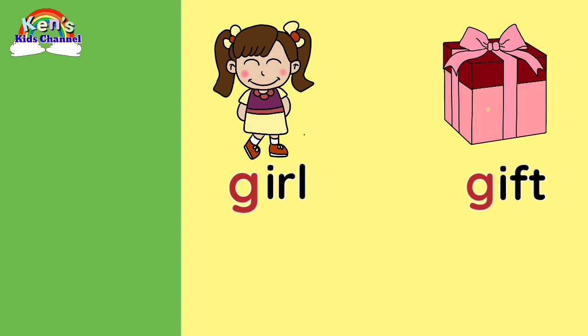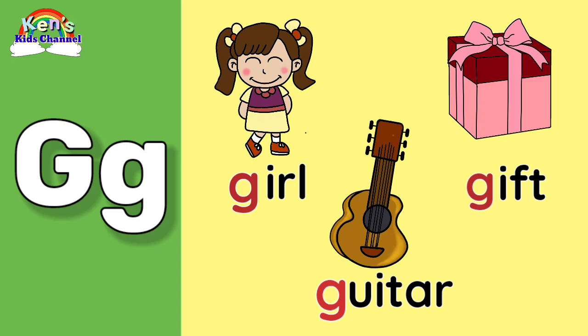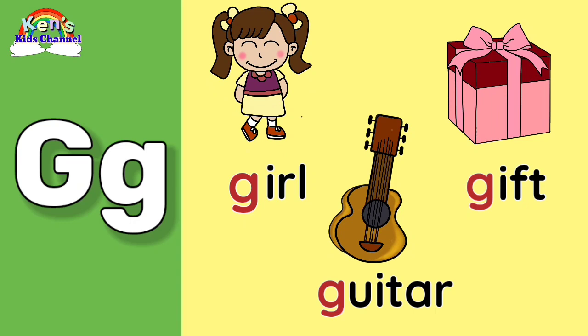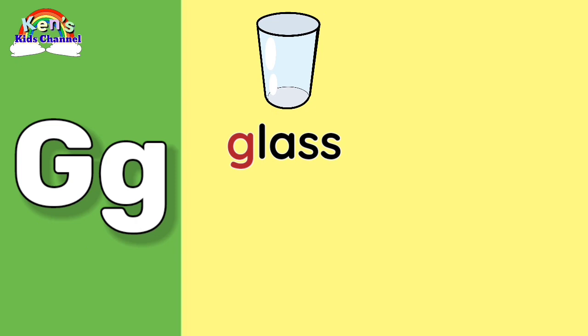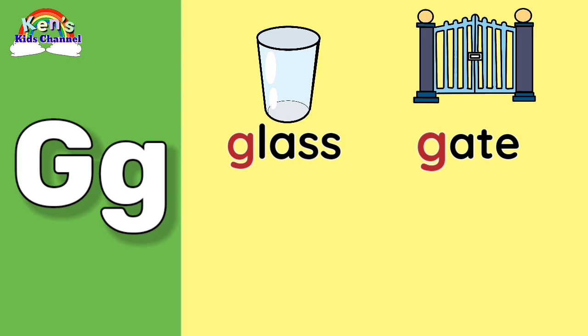G is for guitar. G, g, guitar. G is for glass. G, g, glass. G is for gate. G, g, gate.